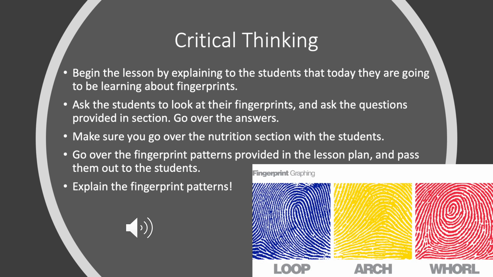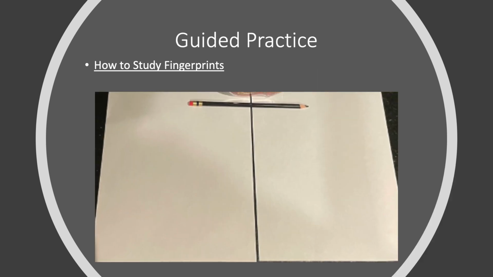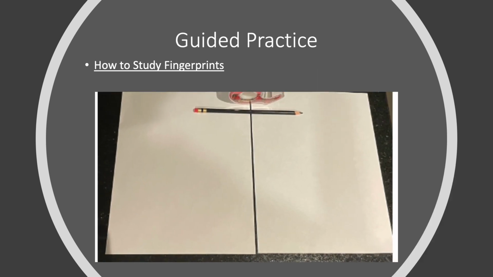For the critical thinking section, begin the lesson by explaining to the students that today they are going to be learning about the fingerprints. Ask them to look at their fingerprints and ask the questions provided in the section. Go over the answers. Make sure you also go over the nutrition section with the students. Go over the fingerprint patterns provided in the lesson plan and pass out the diagram to the students. Explain the fingerprint patterns. Make sure that you have all the materials ready before starting the activity.